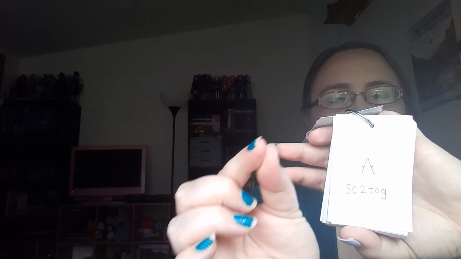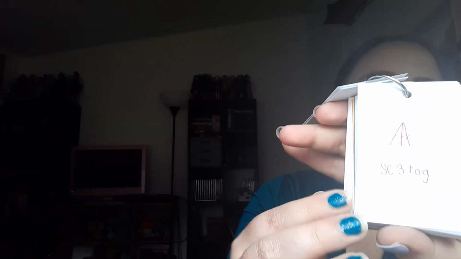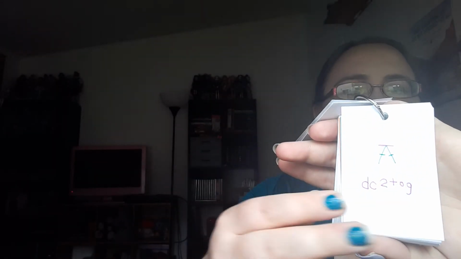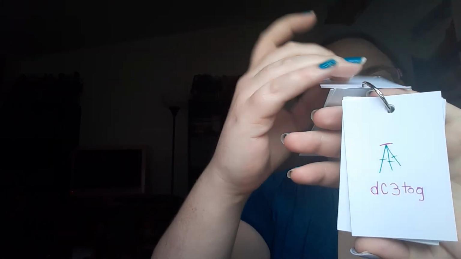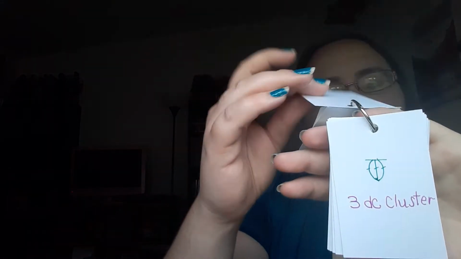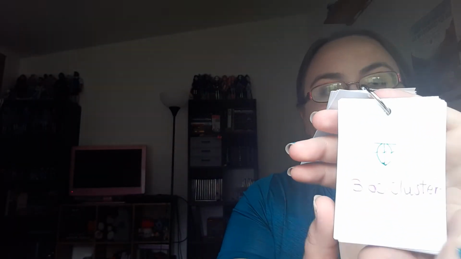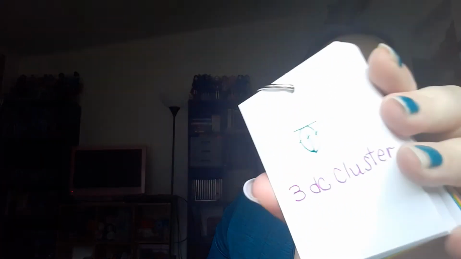You have a single crochet 2 together, so we're decreasing, pulling 2 stitches closer together. Something similar, but we have a single crochet 3 together, double crochet 2 together. The difference here is that we have that line at the top. Double crochet 3 together, a 3 double crochet cluster. So that's when we're doing a granny square or a puff stitch. You'll see that.